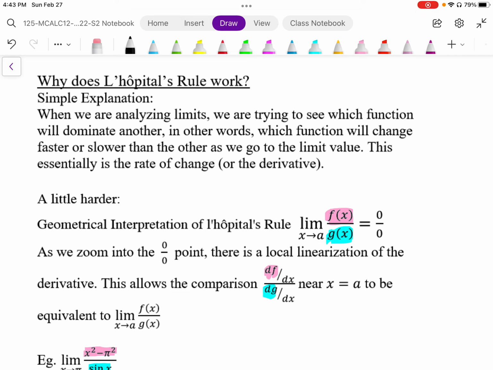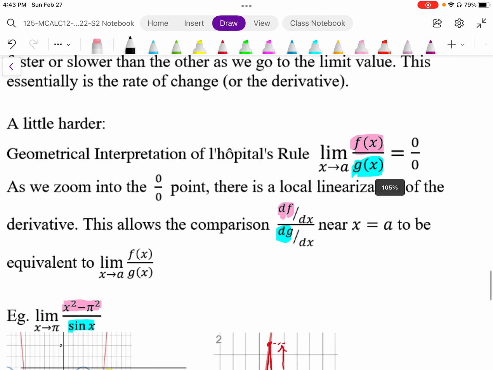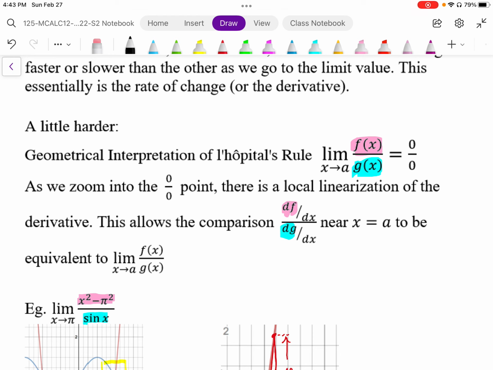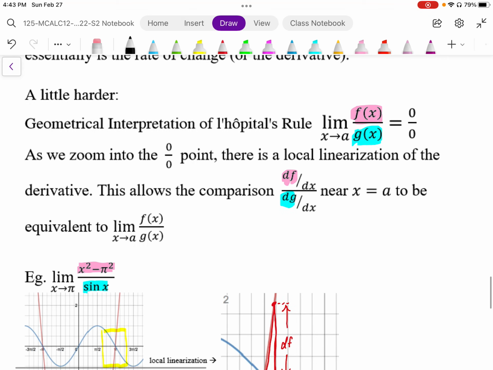A little bit more technical explanation, and a little bit harder, is if we take a look at the geometrical interpretation of L'Hopital's rule. We are trying to figure out how f of x over g of x approaches some undefined or indeterminate point, and we want to see how it gets there. So what we can do is zoom into a point.